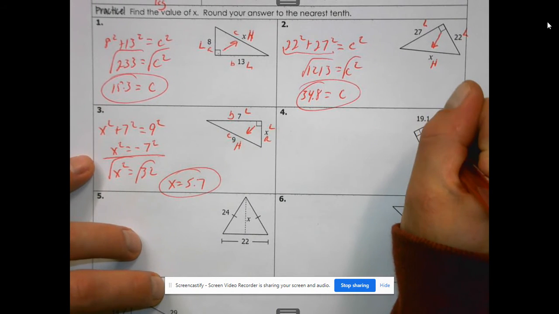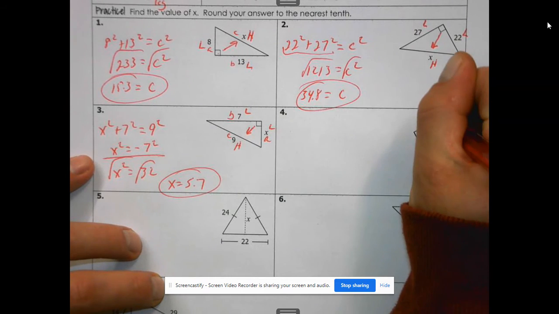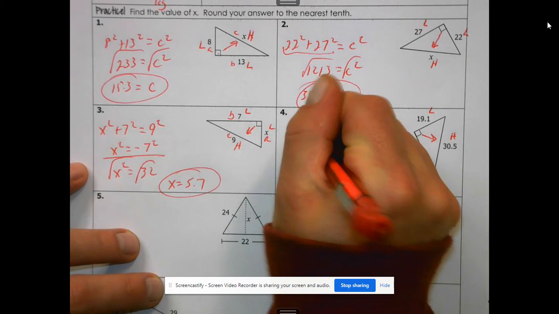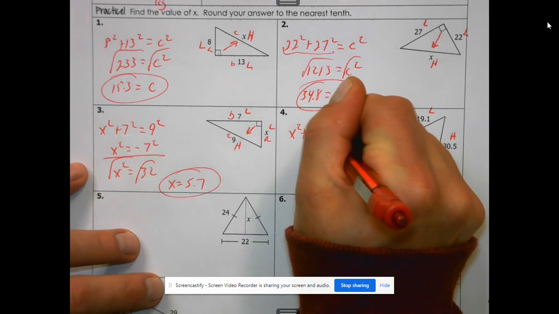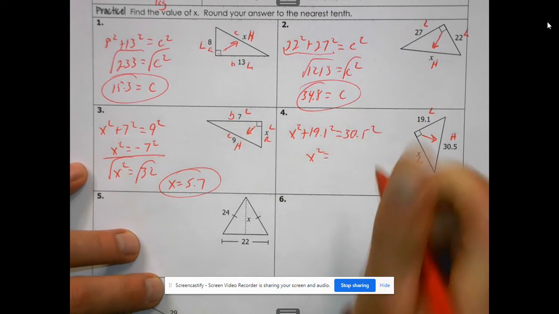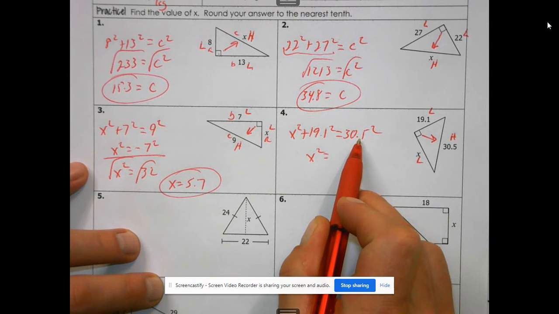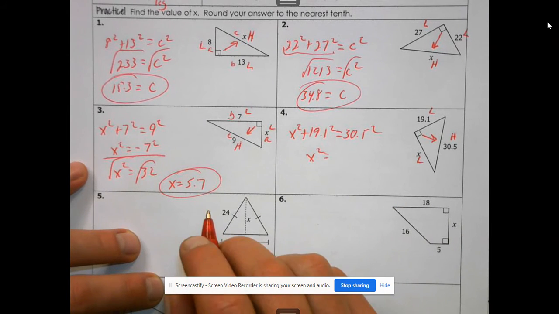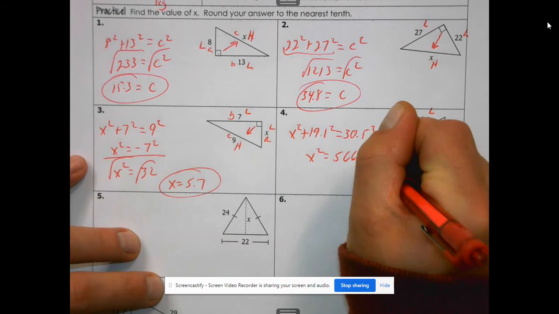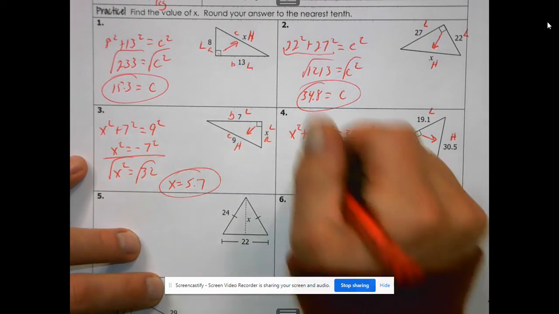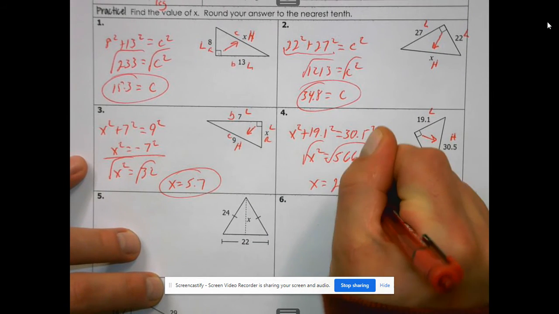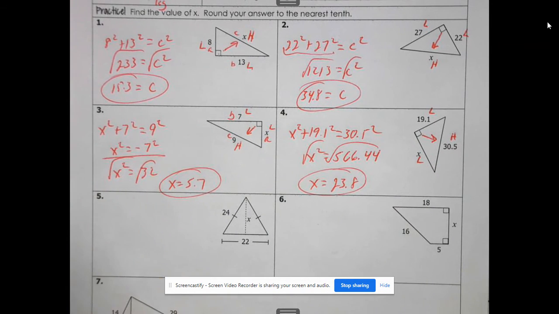Number 4, the piece across from the 90 is your hypotenuse. These guys are your legs. So once again, we're missing a leg. So just like number 3, x squared plus 19.1 squared equals 30.5 squared. Subtract over the 19.1 squared. That comes out to be 565.44. Square root that. That comes out to be 23.8. So the missing leg is 23.8.